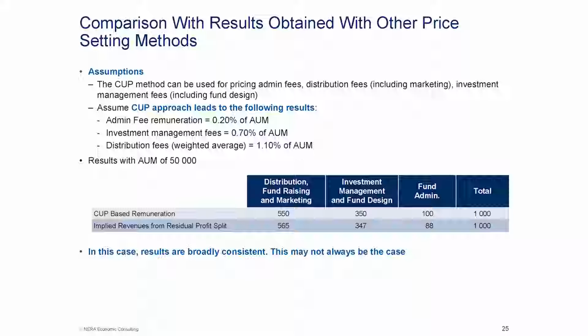So if we, for example, assume that the admin fee remuneration is 20 basis points, which is normally applied to assets under management, your investment management fee is 70 basis points, which is normally applied to assets under management, and your distribution fee CUP is, say, 1.10, which is relatively applied to asset management. In this case, what the CUP-based remuneration would give you is 550, 350 and 100. 550 for distribution, 350 for investment management, and 100 for fund administration.